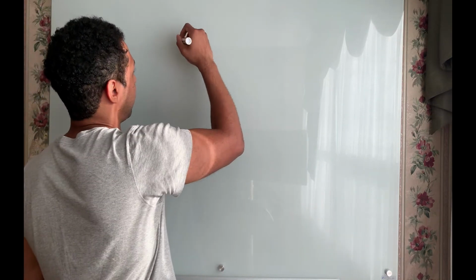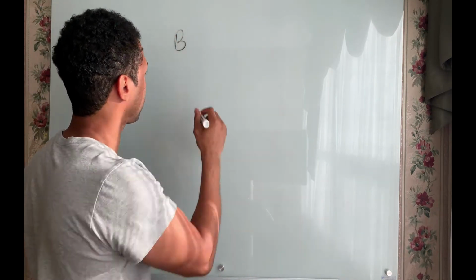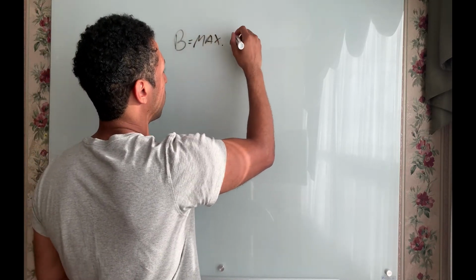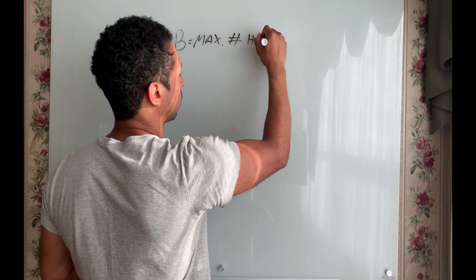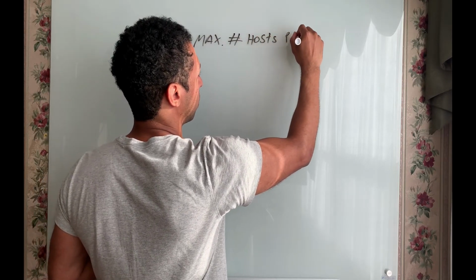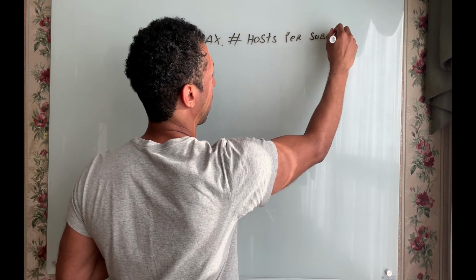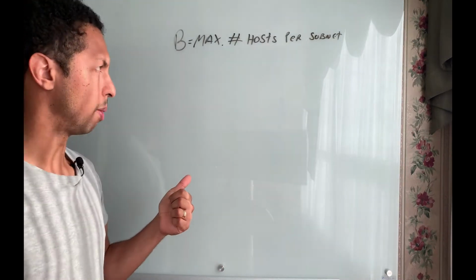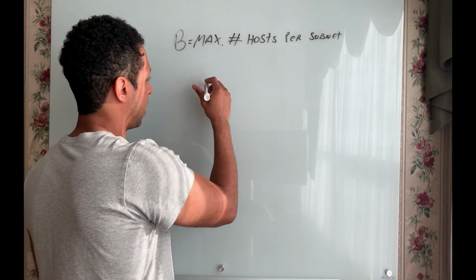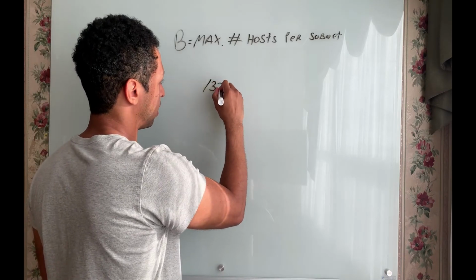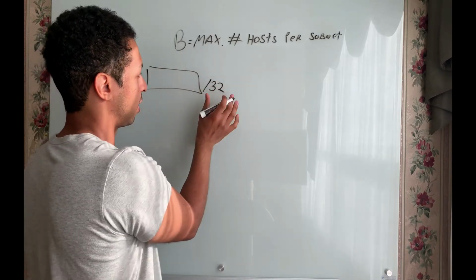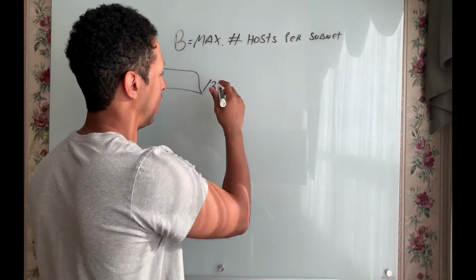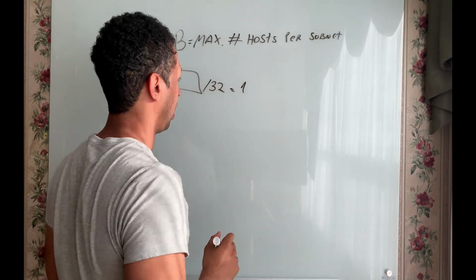I'm going to start by defining a variable here. And this B is going to be the max number of hosts per subnet. And this is something that we're going to get because we're going to get the network address and the number of hosts per subnet. And let's say that I have an IP address that ends in /32. This is an IP address that ends in /32. And we know that this is a single IP address. So this translates to a single IP address.